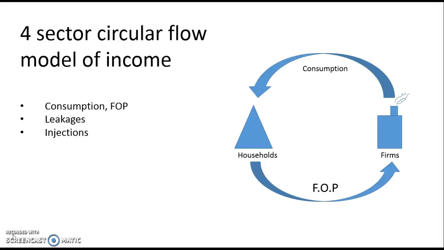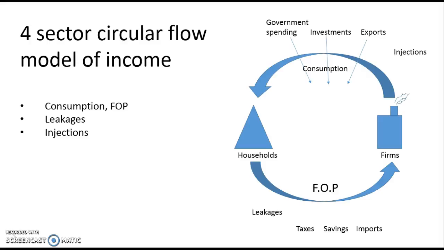where the four-sector circular flow model is a little bit more advanced, but still is created to give a foundation of understanding of what an economy in a country is. This consists of injections and leakages, where the injections are government spending, investments, and exports, where they are placed into the four-sector circular flow model as an injection. The leakages are taxes, savings, and imports, where there are leakages taking out of the circular flow model.